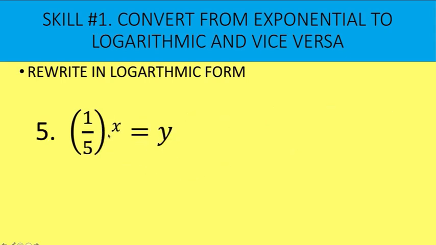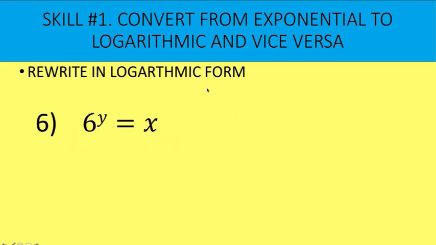Okay, rewrite in logarithmic form. 1 over 5 raised to the exponent x equals y. So again, write the word log. Identify the base, 1 over 5, and then copy y equals the exponent x. So the logarithm of y to the base 1 over 5 equals x. Okay, rewrite in logarithmic form. We write this as the logarithm, the base is 6, copy this x, and then copy the exponent y.